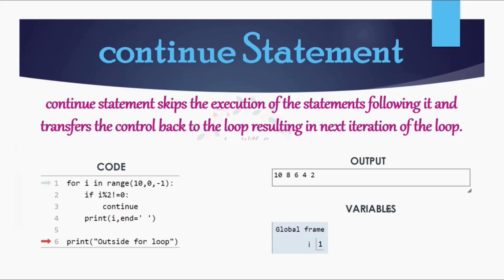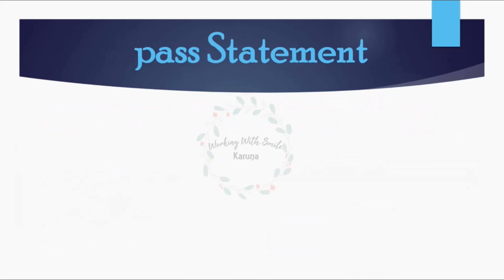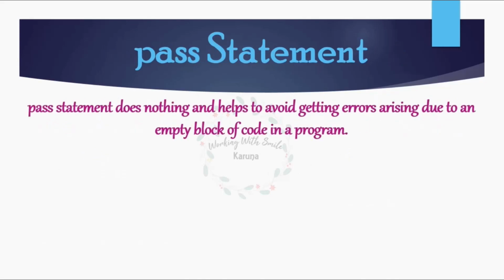And then the control will move to the statements which are written outside the for loop, and you can see it will print "outside for loop" as the output. The pass statement does nothing in your code and can be used to avoid compilation errors which can arise if your program includes an empty block of code.